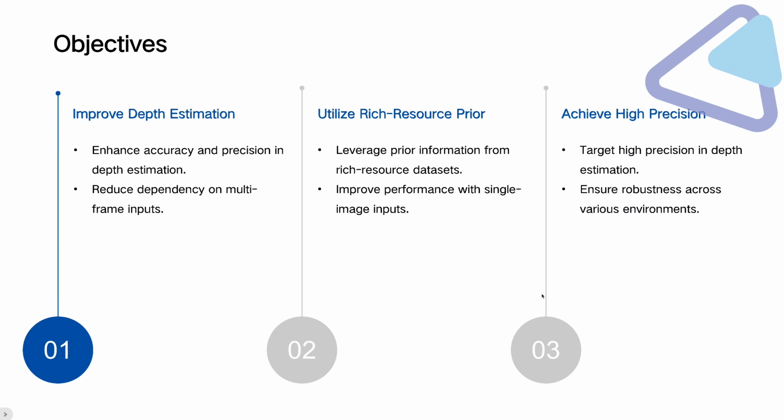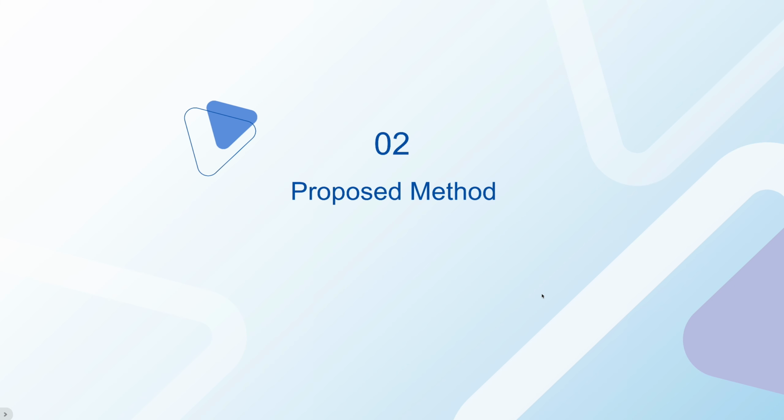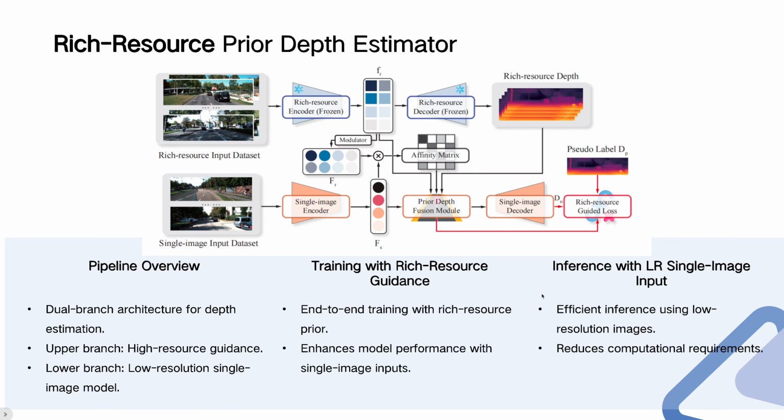Our proposed method is called the Rich Resource Prior Depth Estimator, or RPDepth. The core idea is to use rich resource inputs during the training phase and leverage the learned priors to enhance the depth estimation from single images at inference. The pipeline consists of an upper branch for high-resource guidance and a lower branch for the low-resolution single-image model.